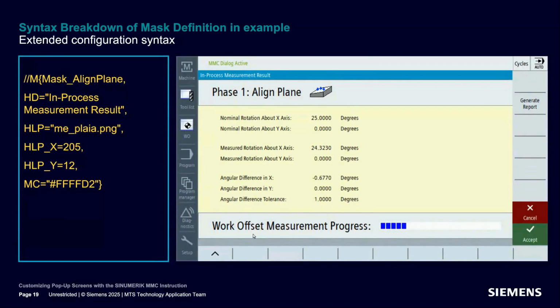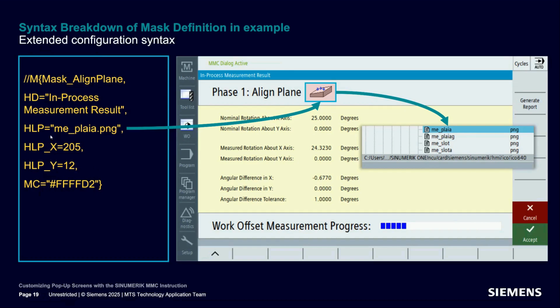And now I'm going to show you the significance of all those in our mask definition. First, I use HD to create the text that's in the upper left corner where it says in process measurement result. Next, I used the HLP parameter to identify which image we want to be part of the mask. And you can pick really any image that you like and place it wherever you like. In my case, I picked the standard align plane icon. And in memory, you can see that it exists on the Siemens area.